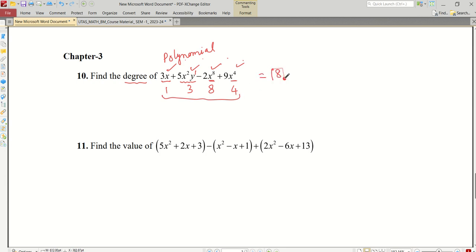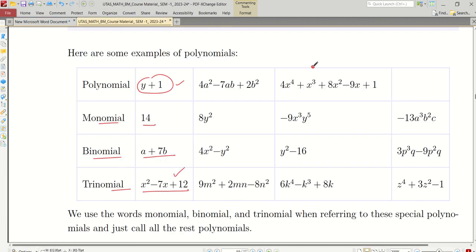So this is question number 2. The first question is, what is the name of this polynomial? 4 terms, so polynomial. And what is the maximum number? It is 8. So the degree of this polynomial is 8. Please remember, this question they will ask in the midterm. This question they will ask in the final exam also. What is the degree of the polynomial? They will give you some different questions, and then they will ask you.